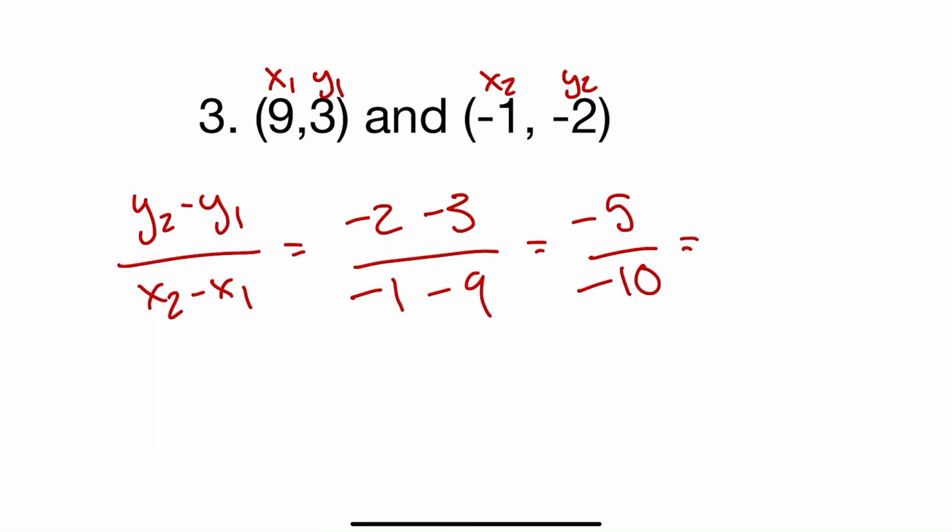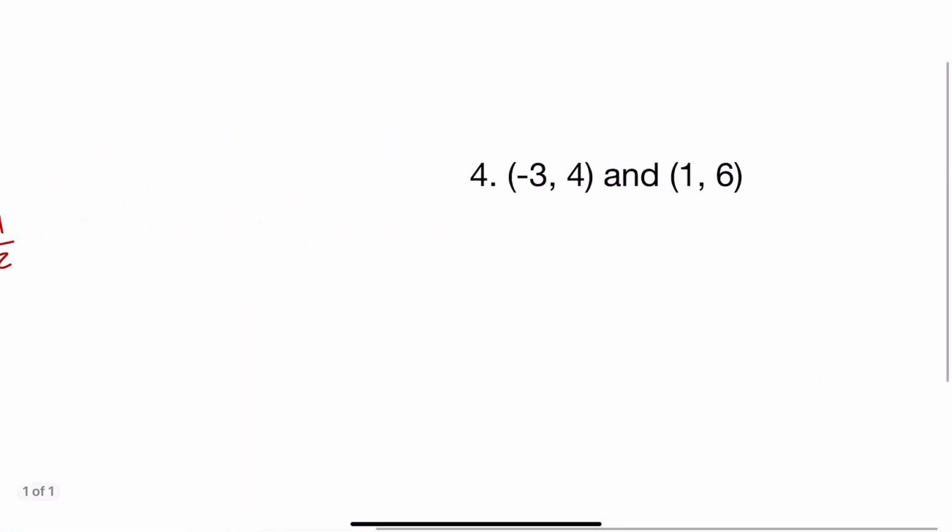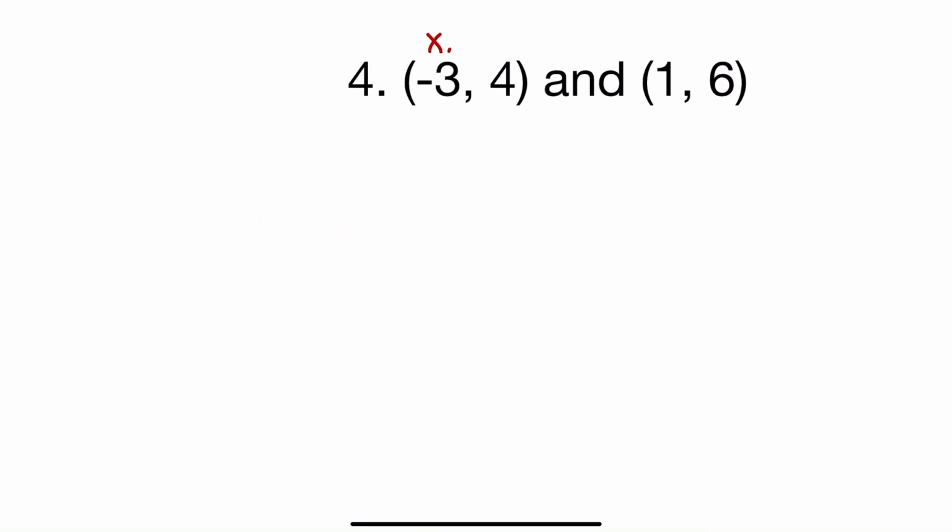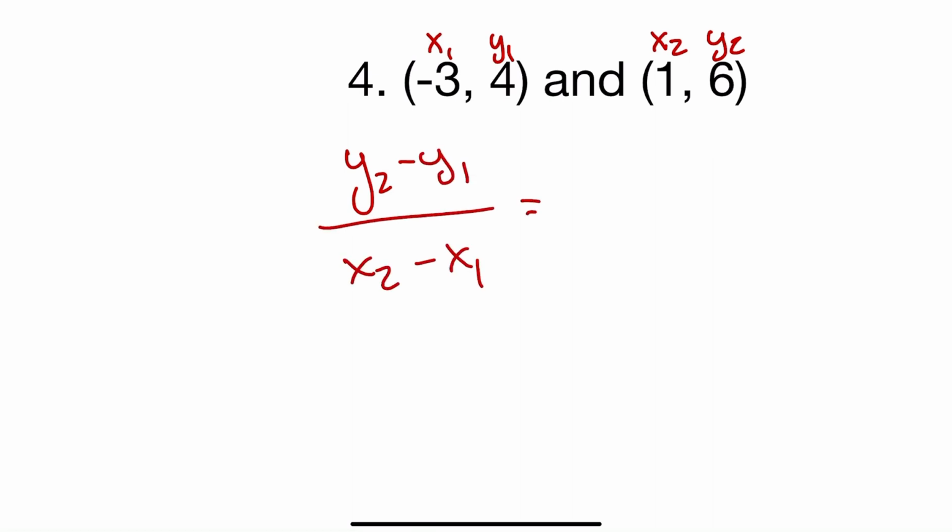Cool. Since both of these are negative, we could just take that away, because a negative divided by a negative is going to be a positive. So it's going to be 5 over 10, or 1 over 2 if you want to simplify it. Like I said, you don't have to do that. That is a personal choice. Either way, it's going to be the same thing. All right, number 4. Same thing. x1, y1, x2, y2. Formula, y2 minus y1 over x2 minus x1 equals.